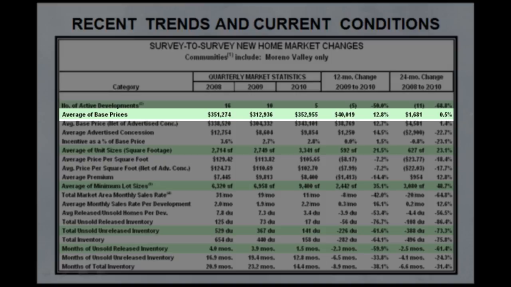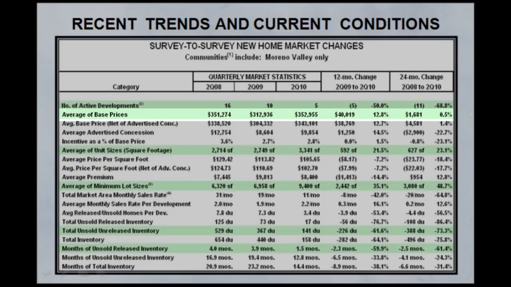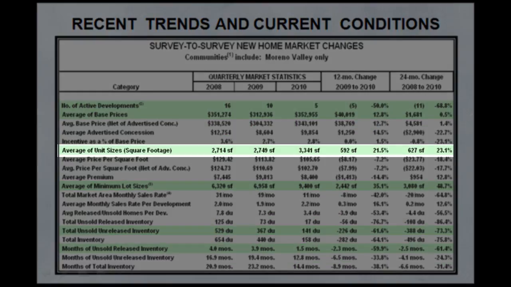Let's look at base prices, the next line. You can see a little bit of price degradation, 10 or 15% from 2008 to 2009, but a rebound in 2010. I find that number interesting. We'll have to dig into that and see what's driving that. Look at the average unit sizes. This market held steady in 2008 and 2009 at about 2,700 to just a little under 2,750. Now suddenly we get a jump to 3,341.